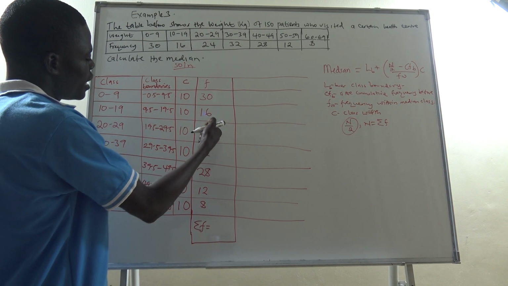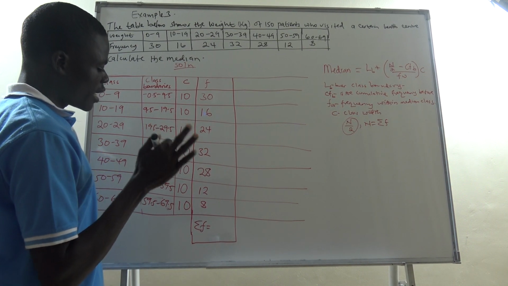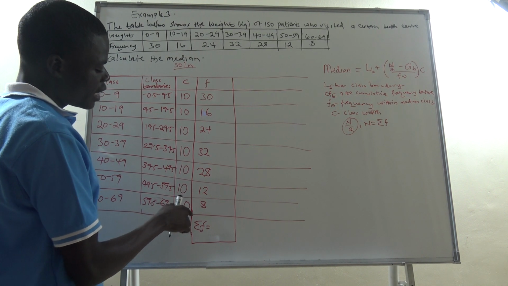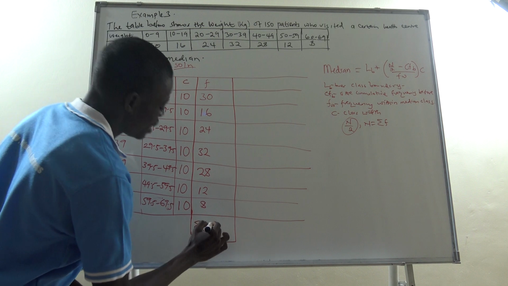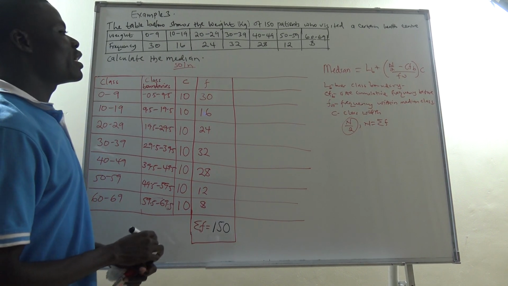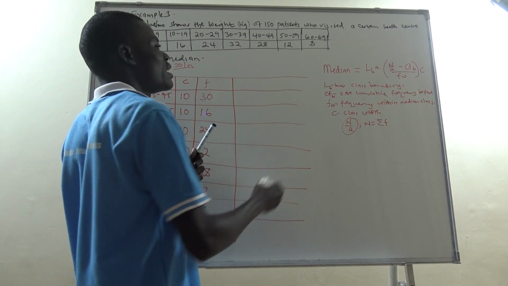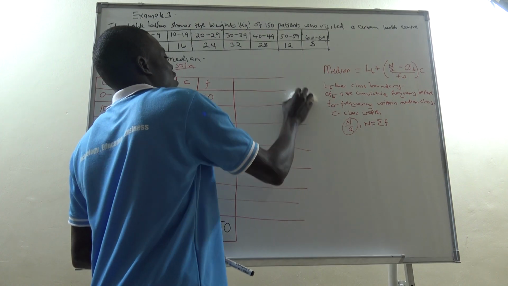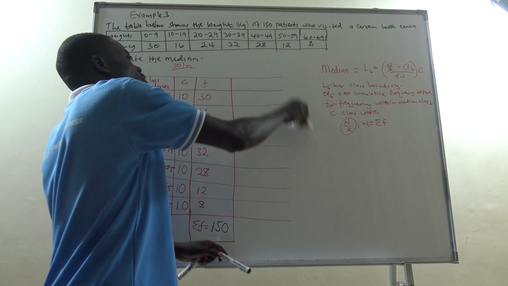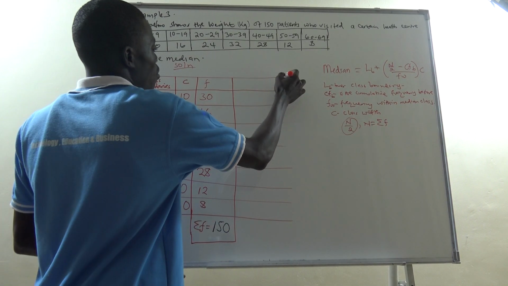So 70 plus 32, we get 102. Plus 28, we get 130. Plus 12, we get 142. Plus 8, we get 150. So if you get a value which is not 150, just know you have made mistakes or some errors in either manipulating your data during addition or when you are copying the data from the table to your book.